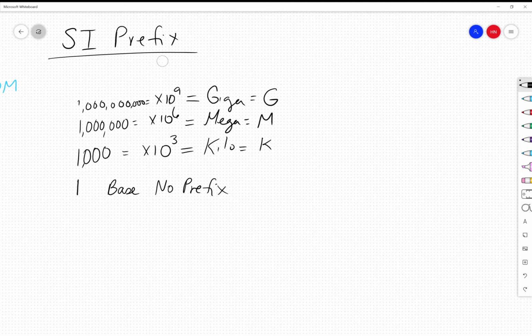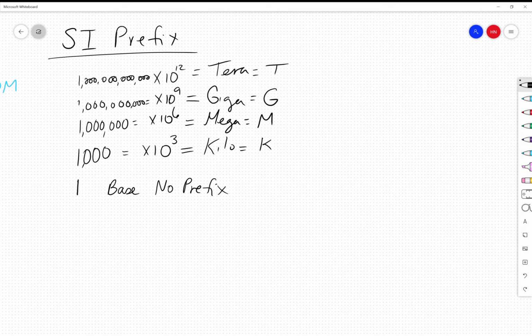Oh, I know the next one. Do you guys know it? Times 10 to the 12th. I guess I should write it. 1, 2, 3, 1, 2, 3, 1, 2, 3, 1, 2, 3. So that would be tera, or capital T. Nowadays, you can buy terabytes of hard drives so that you can store your data in memory.